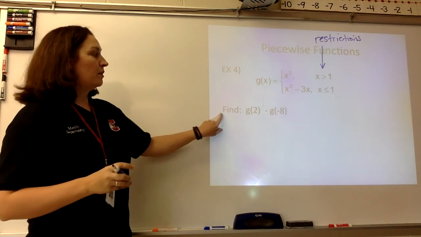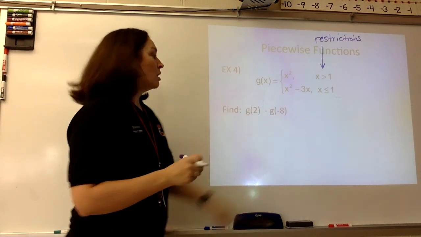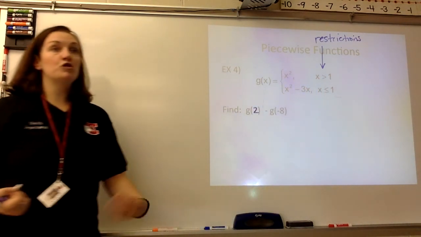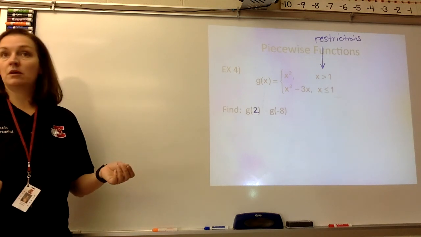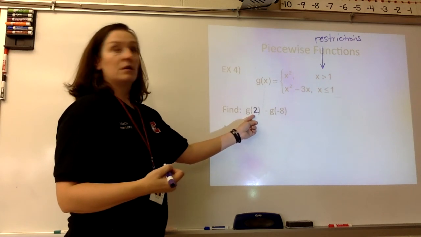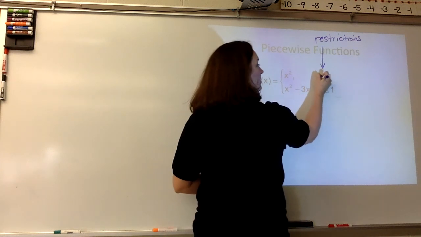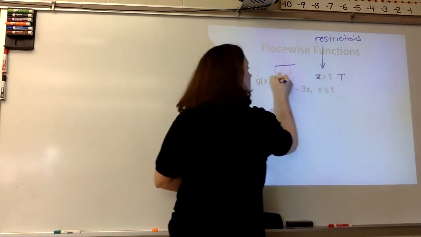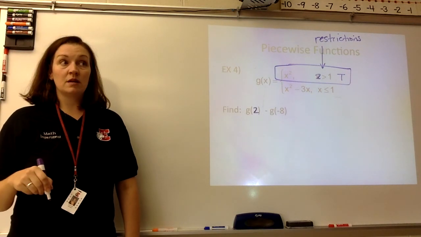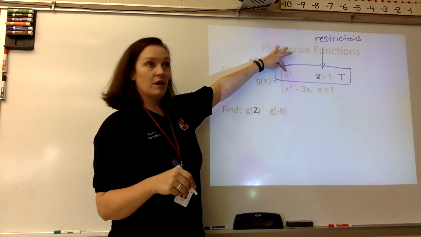Okay? So for example, you're asked to find g of 2 minus g of negative 8. So if I look at the number 2, which one of the restrictions becomes true when I plug in the 2? Is 2 greater than 1 or less than or equal to 1? Greater than 1. So if I put the 2 here, this becomes true, which means this is the only line of the piecewise function that I need to use. So I'm going to evaluate g of 2 by plugging it into here.